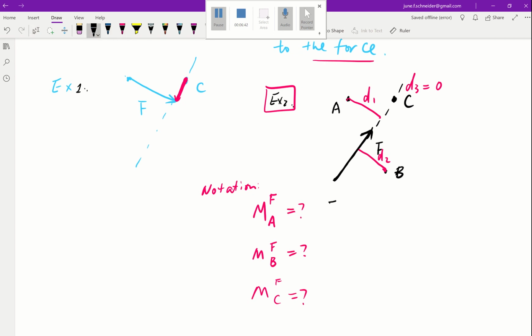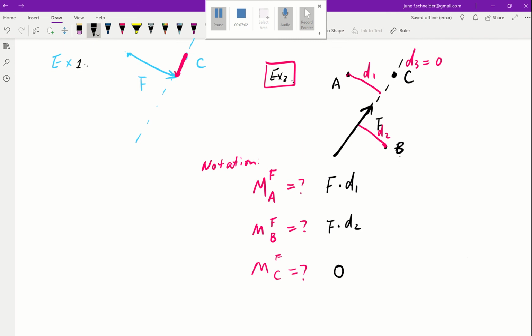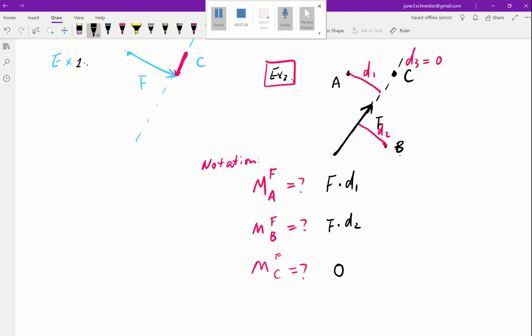Therefore, the force F times the moment of arm rotating about A will be D1. And for F rotating about B, it will be force times the moment of arm, D2. And for force rotating about C, that will be 0. So you already know those 3 solutions.